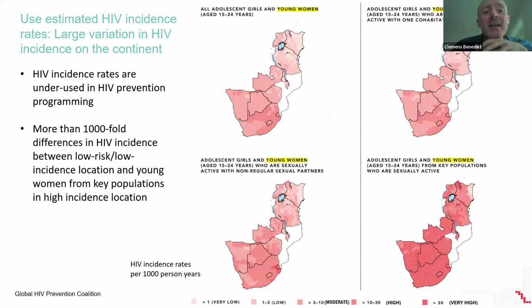What we see actually is striking differences in HIV incidence rates on the African continent. If we look at a woman with a non-regular partner in Western Central Africa and a young woman at highest risk, for example selling sex in Southern Africa, we see a 1,000-fold difference. And we also see that if we look at the continent at large, we do not have very high HIV incidence rates in most places except Southern Africa. So we have only very high incidence rates among young women selling sex in large geographies.